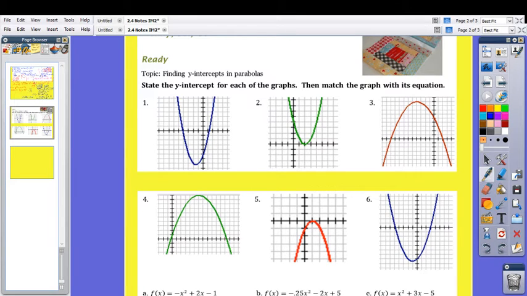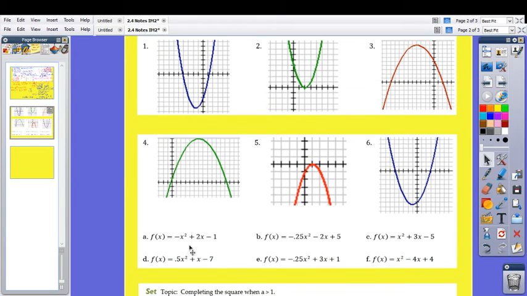Okay, let's do some homework problems. So in this one, it is asking us to figure out what is the y-intercept, and here you have the equations for the same graph. So you need to match which one will go with this one.